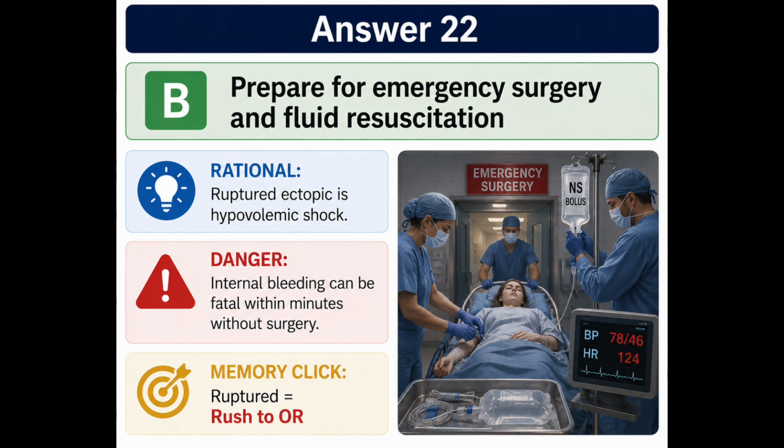Rationale: ruptured ectopic is hypovolemic shock. Danger: internal bleeding can be fatal within minutes without surgery. Memory click: ruptured equals rush to OR.